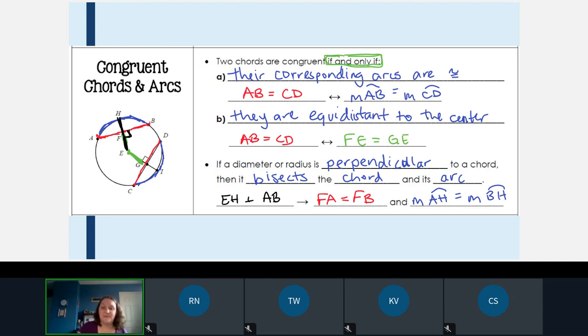Okay, so the name of the game here is, are they equal or are they being cut in half? And I like it in this picture because it's very visual. Like if it looks equal, it probably is. If it's being cut in half, it probably looks like it's being cut in half. The picture is not going to be tricky. All right, so let's look at some examples that use this information.